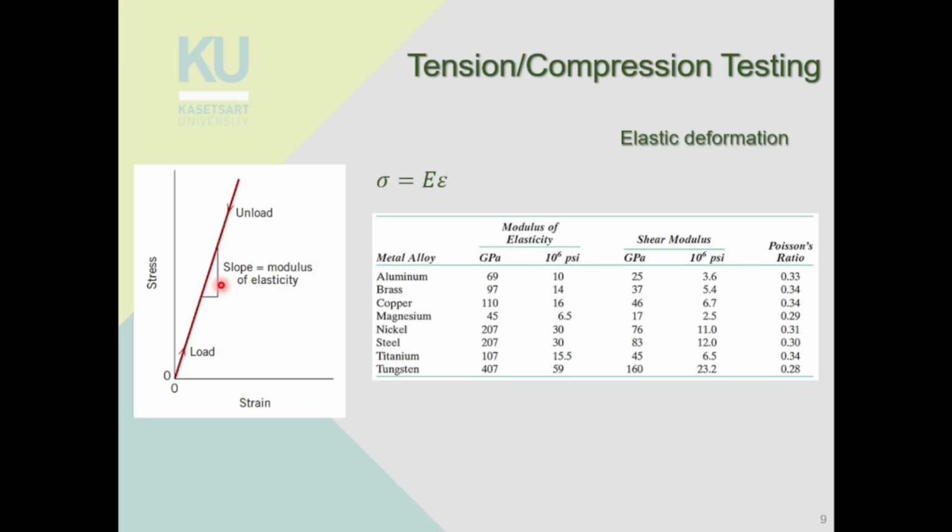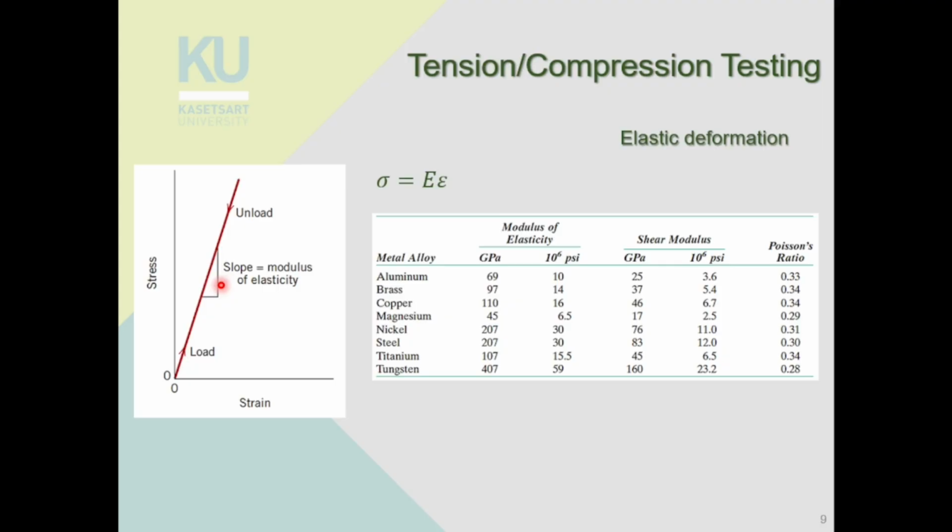And what does Young's modulus tell you? What does the modulus of elasticity, or the slope of the graph, tell you? Okay, so if you look at the modulus of elasticity for different materials here, you can see that for aluminum, the elastic modulus is about 69 gigapascals. For brass, it's about 97, copper 110, magnesium 45, steel 207, titanium 107, and tungsten 407.